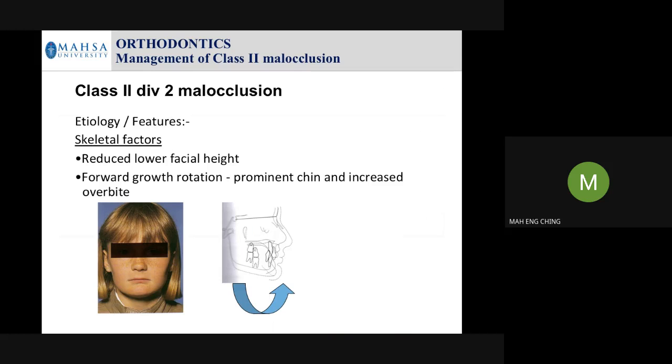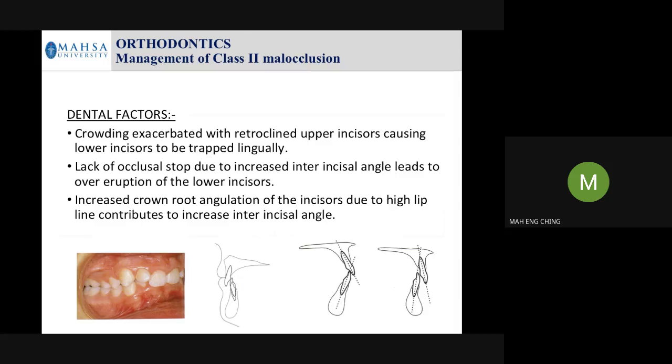Okay, class 2 division 2 means the upper incisors are retroclined. That's usually due to the lip. The lower lip covers the top front teeth, but not the lateral incisor, because the lateral incisor is a bit shorter, so it can bypass the lip. So the lip only covers the upper central incisor, pushing it backward, but it lets go of the lateral incisor. That's why the lateral incisor can still have normal inclination, but the upper central incisor will be retroclined.